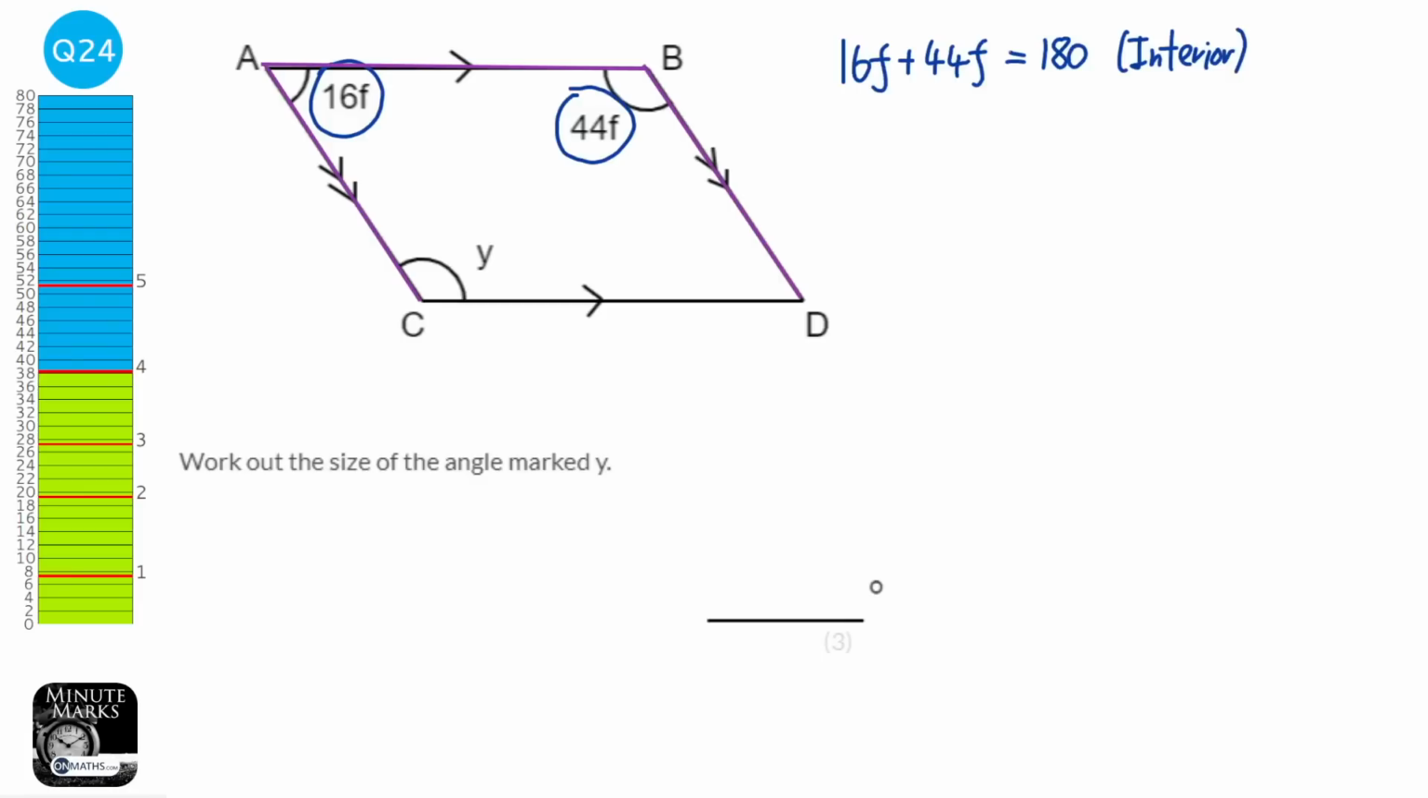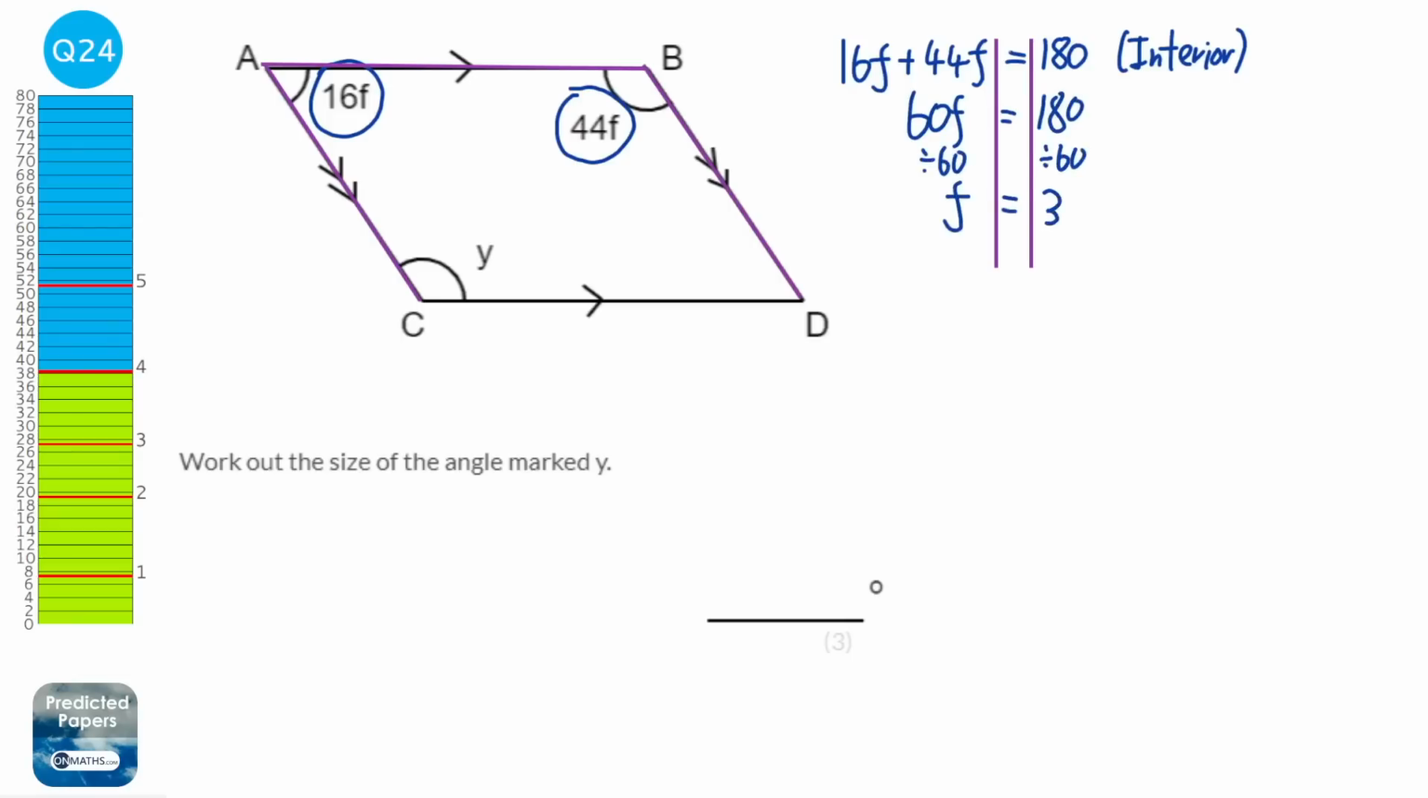So we're going to just put our tramlines in and solve this to find out what f is. So 16f plus 44f is going to be 60f, and 180, so we're going to divide by 60 both sides, and we get f equal to 3. Right, the other thing I notice is that we have a parallelogram, and something we know about a parallelogram is that the opposite angles are equal. Now you could also look at this angle and this angle also adding up to 180, they're also interior angles. Kind of doesn't matter with this question which approach you take, you'll get the same answer.